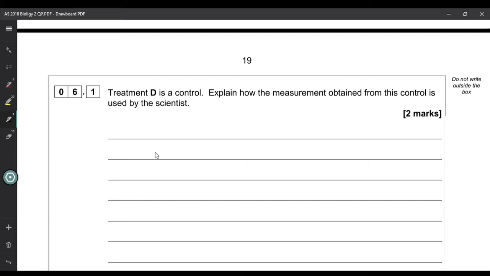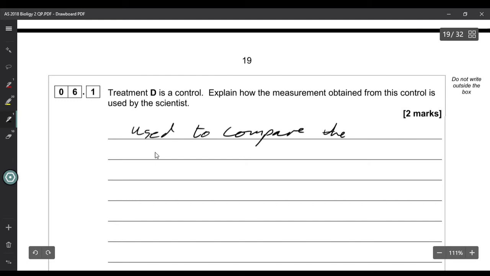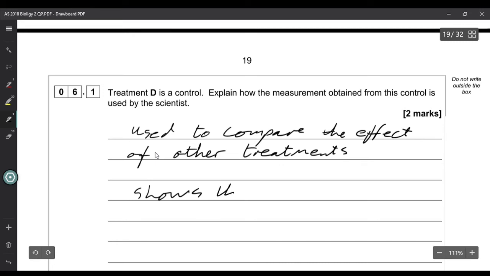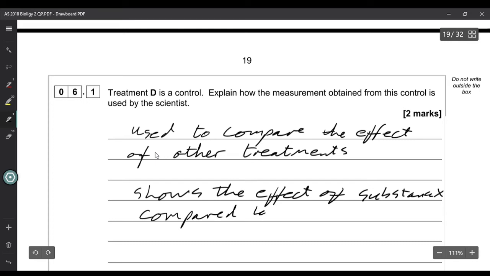So what we can put for this is that they use D as a control, so it's used to compare the effect of other treatments and it shows the effect of substance X compared to substances produced naturally.